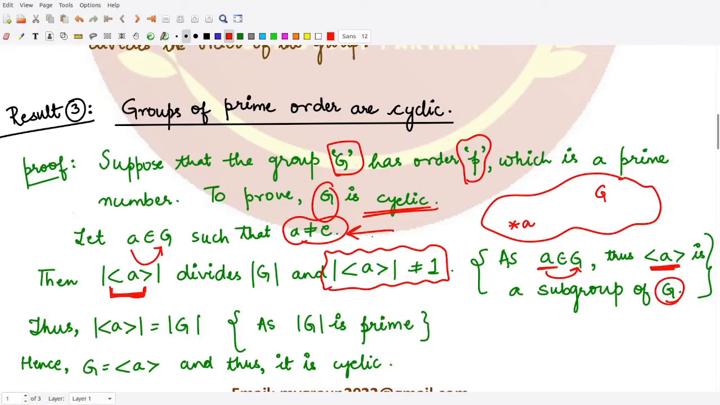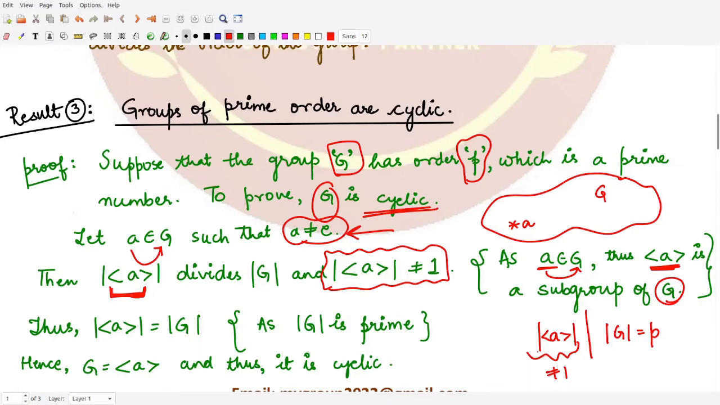If that is so, in that case the order would have to be 1. And moreover, what we are saying is that this order divides the order of G. And what is the order of G? The order of G is some prime number, and this is not equal to 1. If that is so, that means both of them have to be equal, because there is no number between 1 and P that would divide P, because P is a prime number.